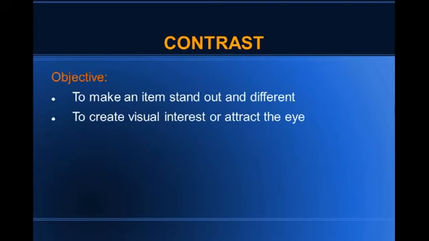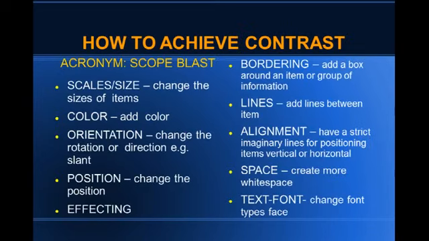Now, the objective of contrast is to make an item or information stand out or be different. You create visual interest and attract the eye. So how do you achieve contrast? The following are some of the attributes or techniques that you can use to achieve contrast. First of all, you can apply scale or size. You can change the size or the scale of an item.